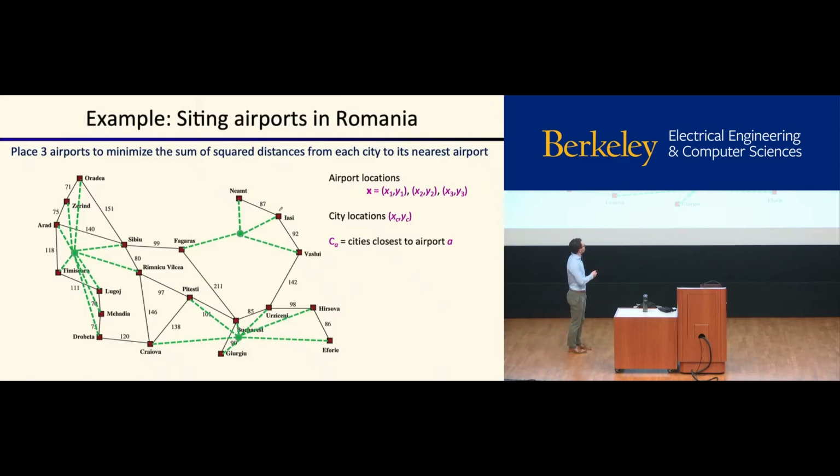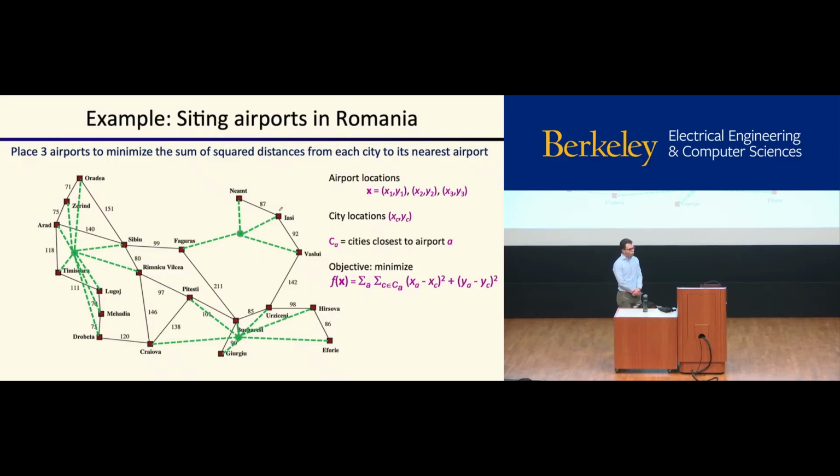And we might keep track of the locations of these cities, and then our objective is to minimize the sum of squared distances from each city to the nearest airport. So if C_A is the set of cities that are closest to airport A, then we can write down our objective function. It's just minimize this. For all of the different airports, find all the cities that are closest to that airport and add together their squared distances, and this will be the objective function we want to minimize.